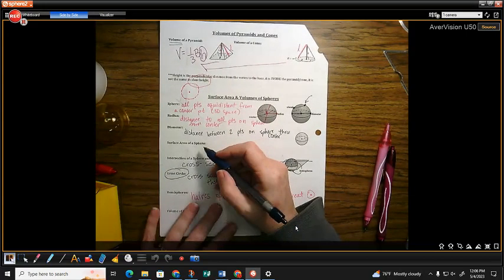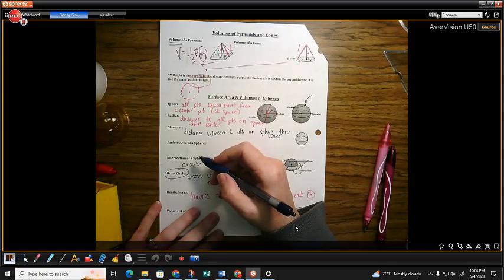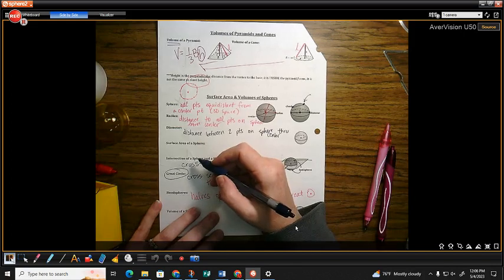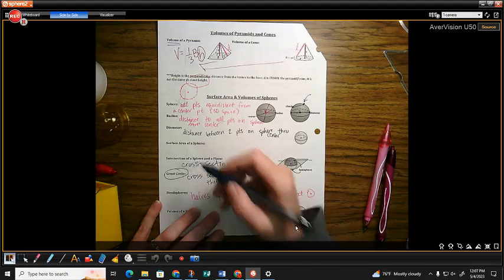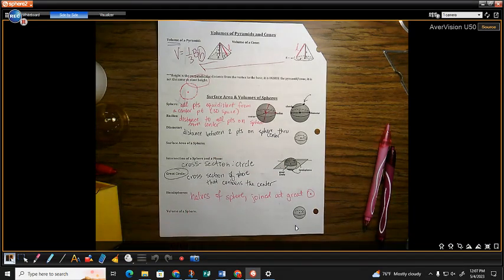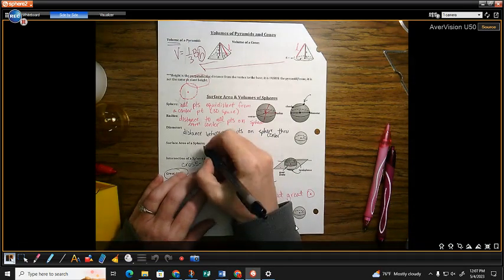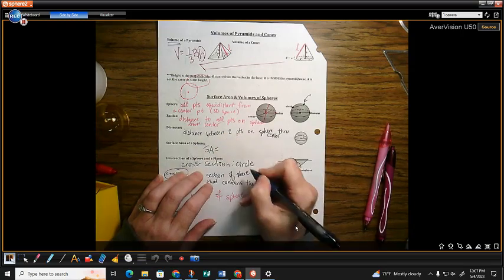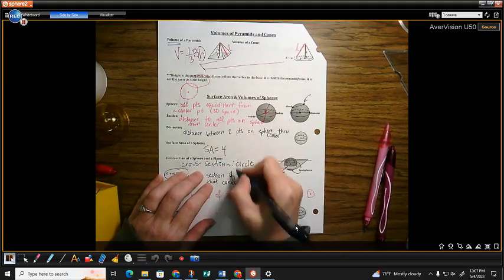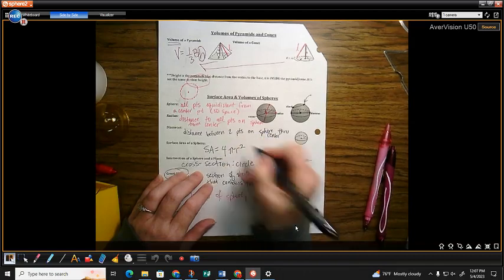What is surface area? It's the area of the surface. But is the surface of a sphere flat? No. So if we're trying to count the number of squares on a non-flat surface, is this going to go very well? No, it's not. So it's probably going to have something disgusting in it. The surface area of a sphere is actually 4 pi r squared.